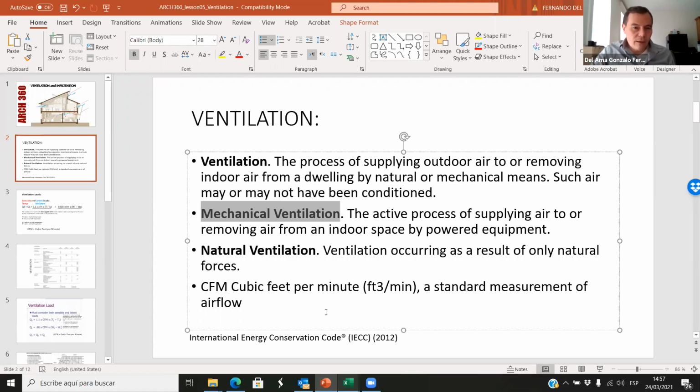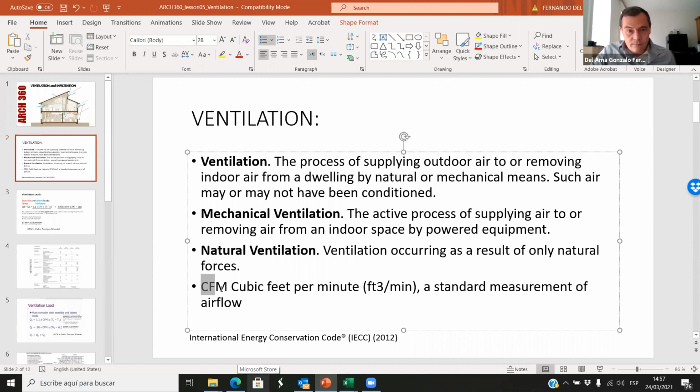The good thing about mechanical ventilation is that when the outdoor air is too cold, we cannot rely on natural ventilation, because if we open the window and the outdoor air is at freezing point or below, we lose a lot of energy, we lose a lot of heat. So mechanical ventilation is better.